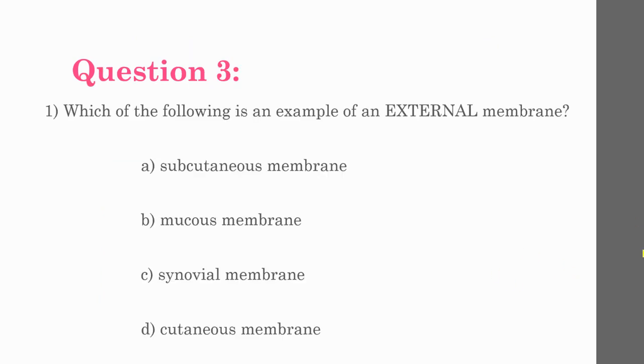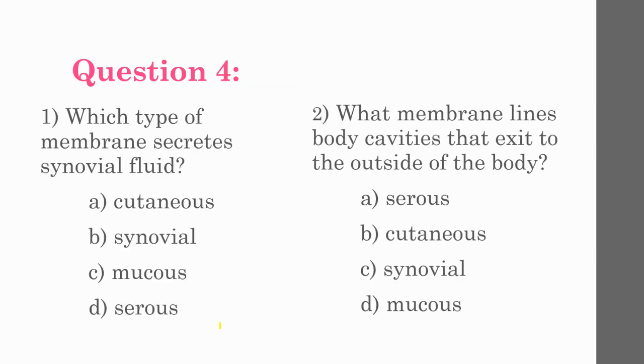And so which of the following is an external membrane? That is going to be our skin, the cutaneous membrane. Which type of membrane secretes synovial fluid? That one's pretty simple. And then what membrane lines body cavities that exit to the outside of the body? Remember, anytime there's an opening to the outside, we're going to have mucous membranes, and that way that mucus can help trap things from getting in.